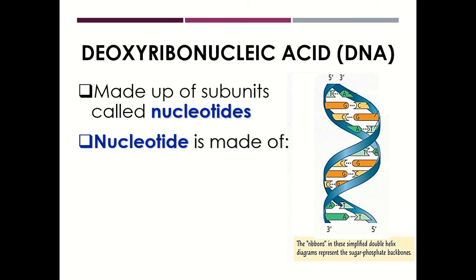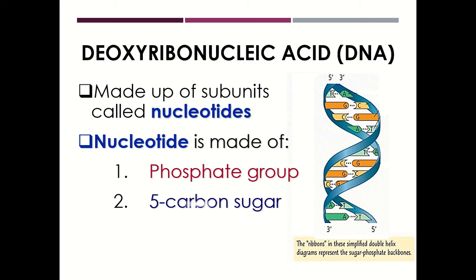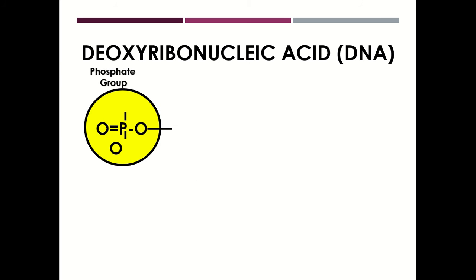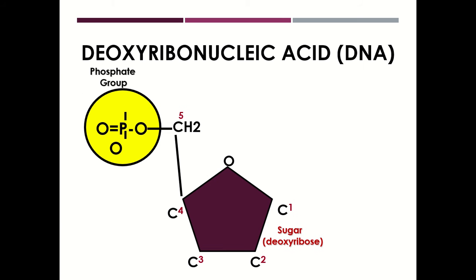So ano ba yung nucleotide? Nucleotide is made up of 3. First, a phosphate group. Second, a 5 carbon sugar. Third is the nitrogenous base. So what is a nitrogenous base? So this is the image of a nucleotide.